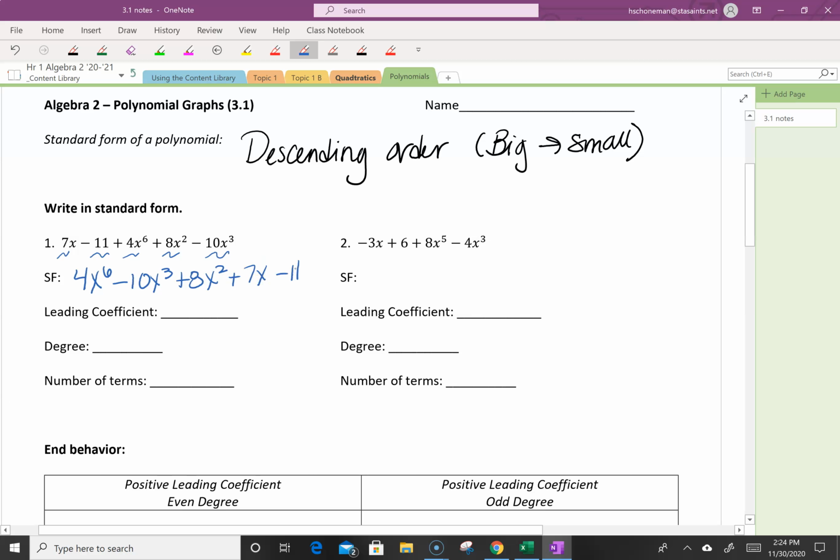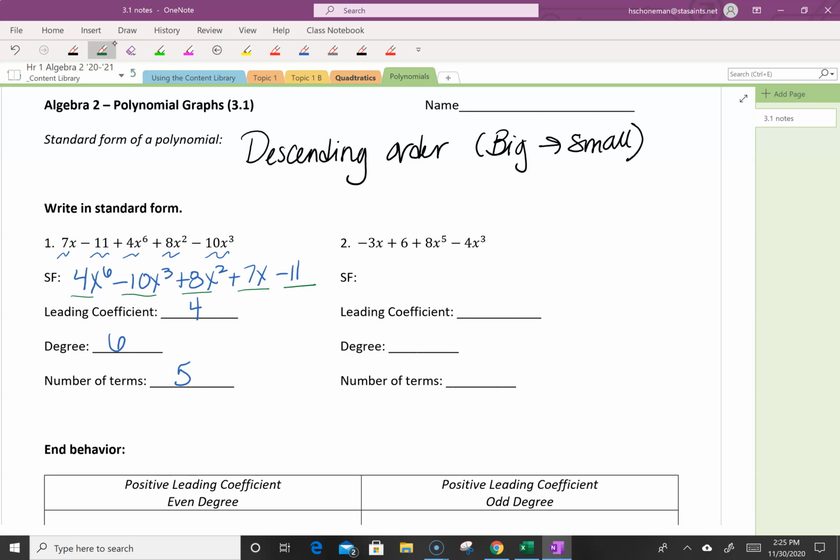Once you have it in standard form, you can identify the leading coefficient. The leading coefficient is the number in front of the polynomial for the first term, so that would be 4. The degree is the highest exponent, which in standard form it should be first, so it's 6. The number of terms. The terms are separated by plus and minus signs. So we have 1, 2, 3, 4, 5 terms for this polynomial.